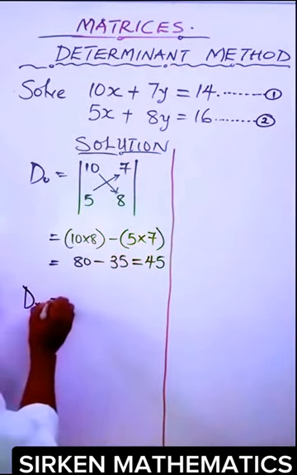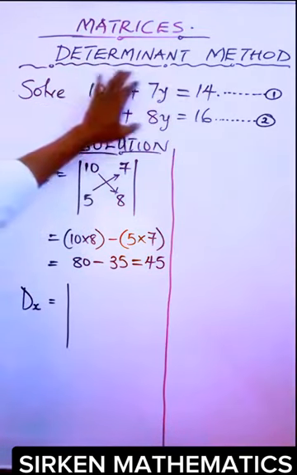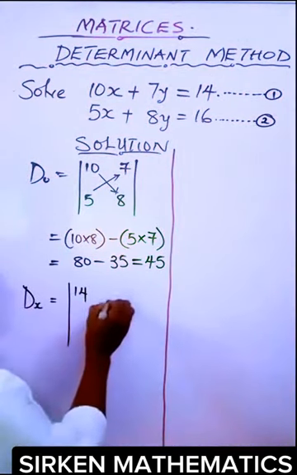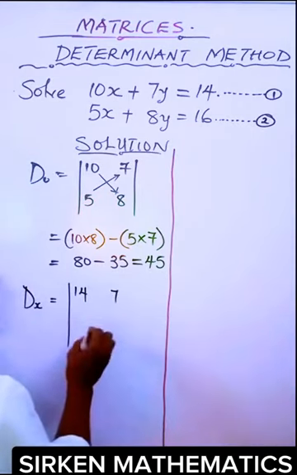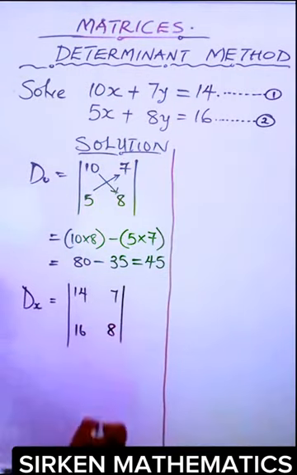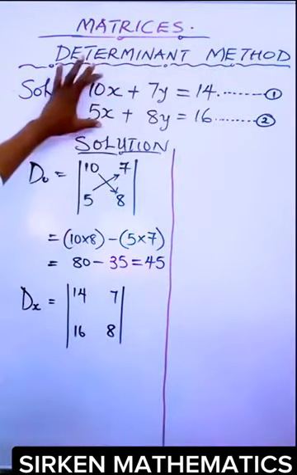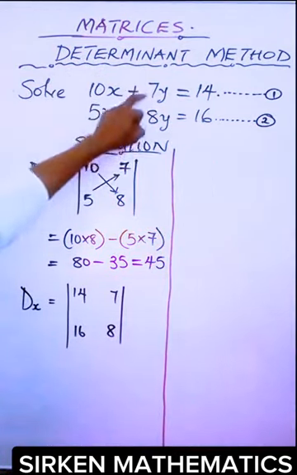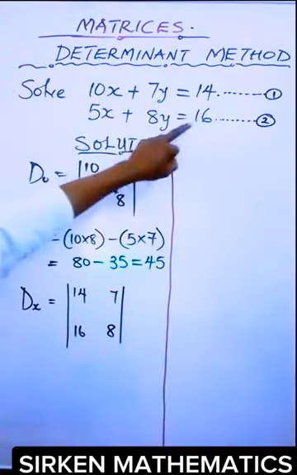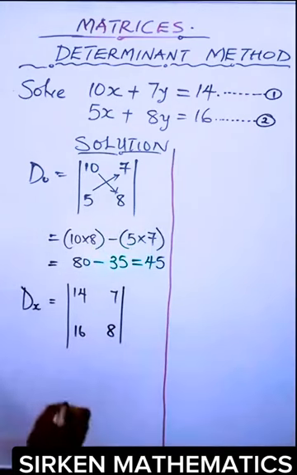Determinant of x will give me, like I said, close this one because these two carry x. Use this one to replace it. That means 14, 7, 16, 8. Did you see it? If I'm looking for x, I will carry these constants, fix them here, and collect the remaining coefficients. I close this one, place 14 here, 7, and place 16 here and 8. That's exactly what happened. Then I will find the determinant again.